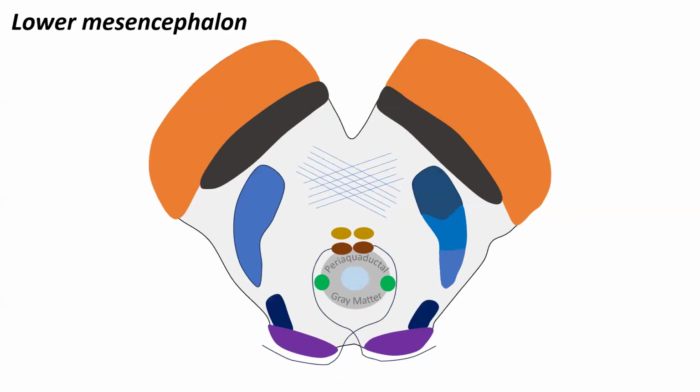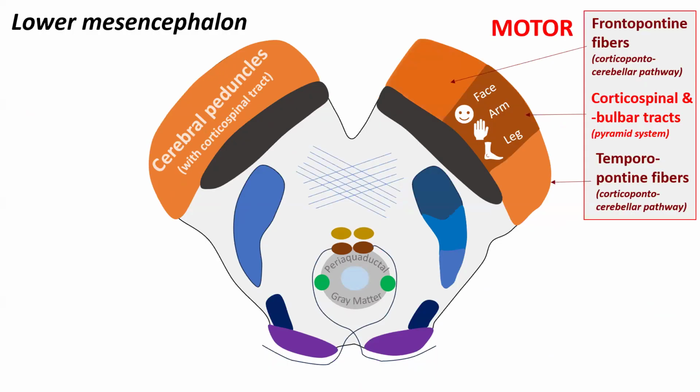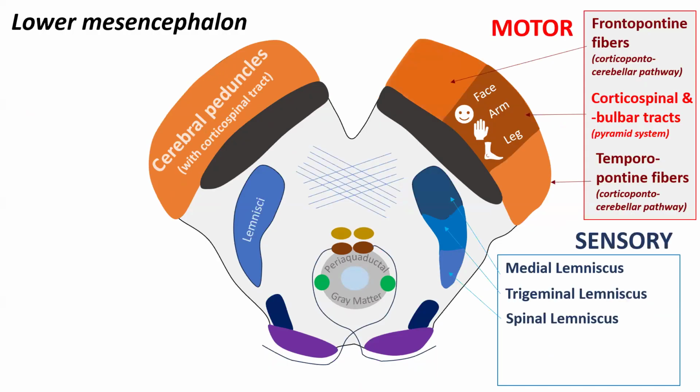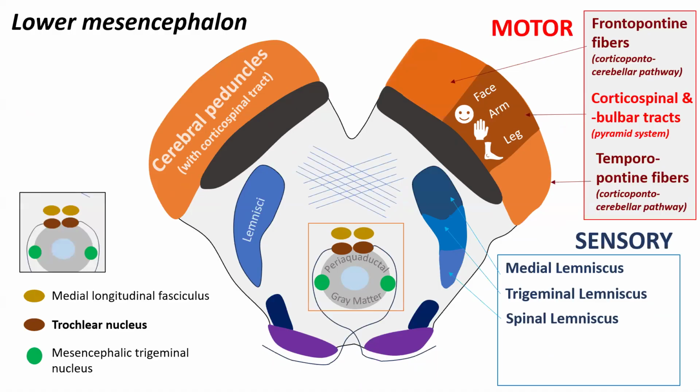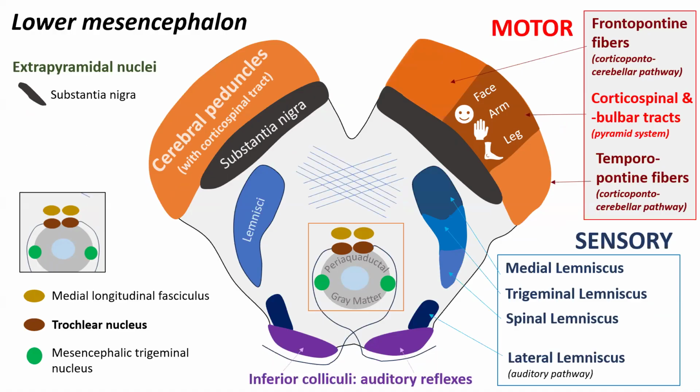And the lower midbrain, it looks a bit similar, so this is all the same. What are some differences? We also find, so cranial nerves is also the same. Extrapyramidal nuclei is basically the same. Nucleus ruber can no longer be seen here. So what's different? We now see a lateral lemniscus over here, which carries auditory information to the inferior colliculi. And the inferior colliculi are responsible for auditory reflexes.